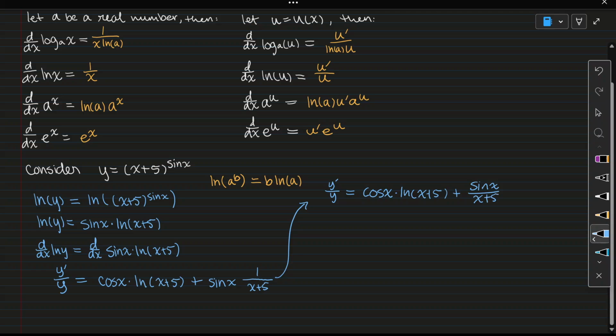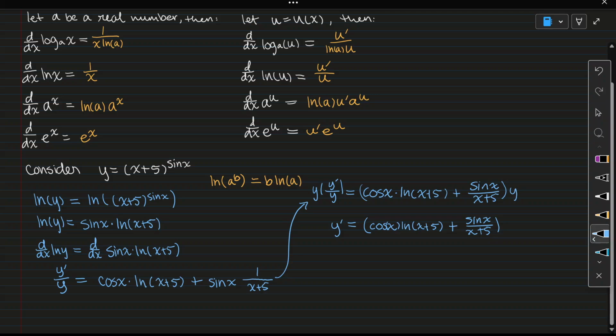Now what I can do is multiply both sides by y. So multiply both sides by y here. And that gives me y prime is equal to cosine x ln x plus 5 plus sine x over x plus 5. And then the question now is, what is y?